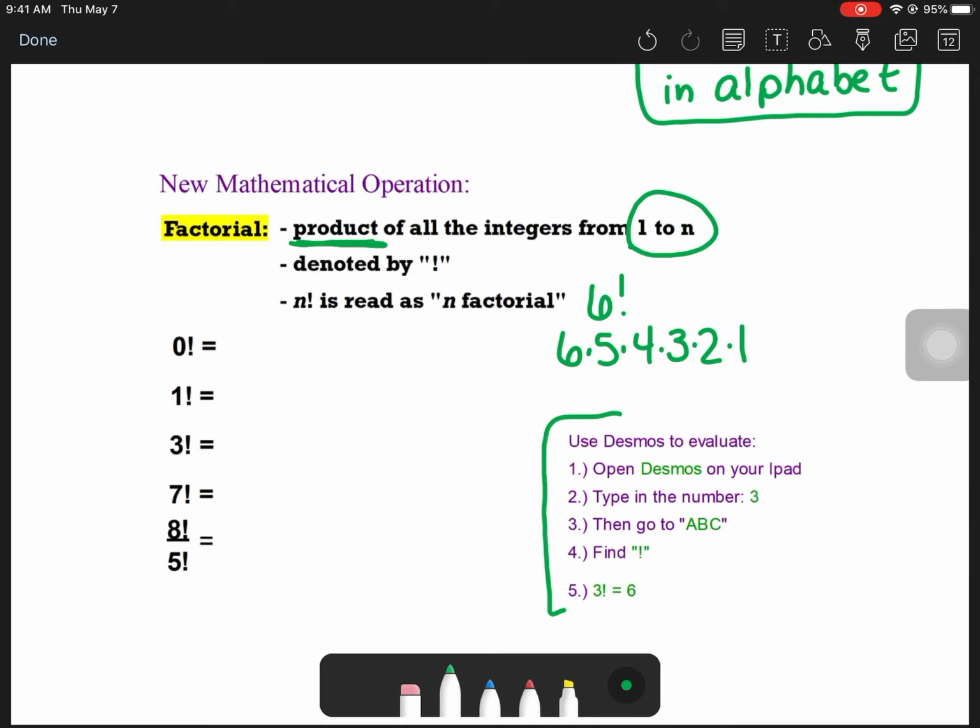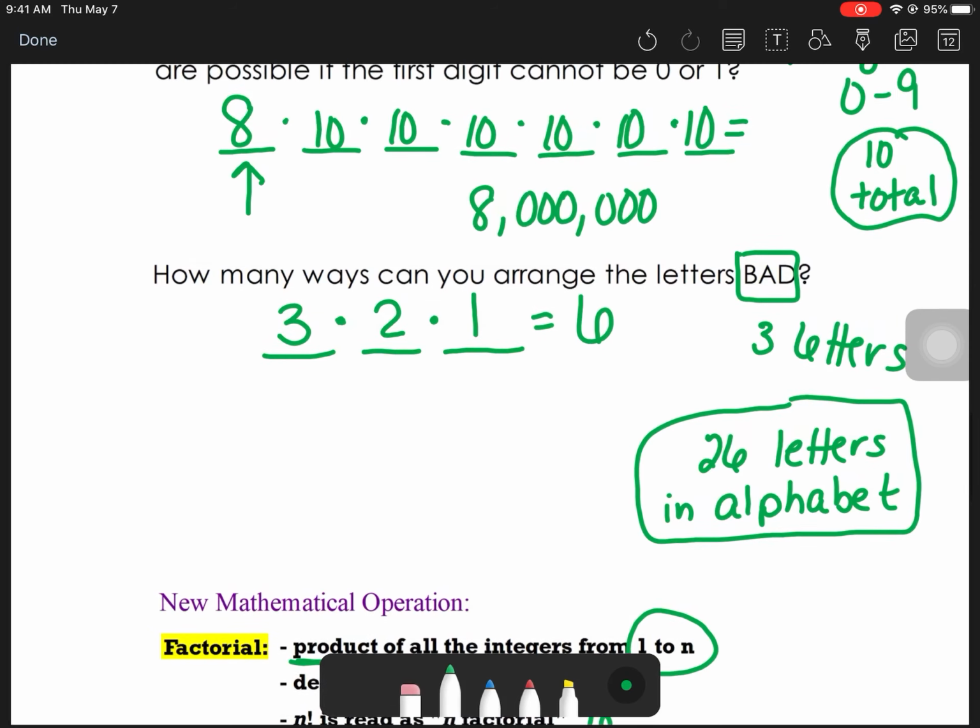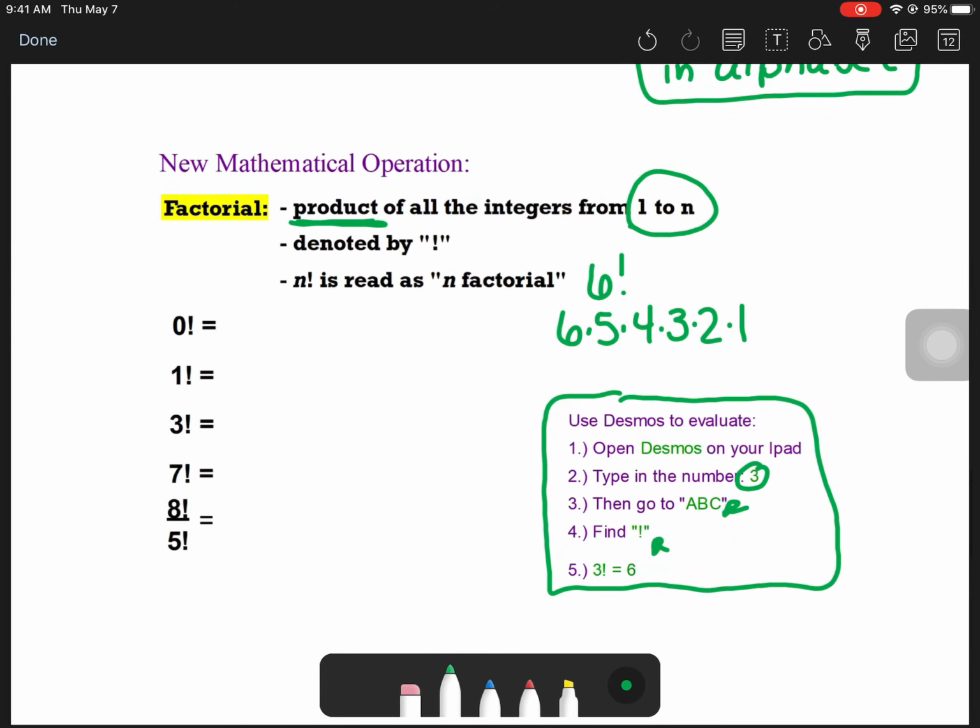And here are the directions. If you open Desmos on your iPad and you type in the number 3, then you go to ABC, you'll be able to find the factorial symbol, which is simply an exclamation point. So you type in the 3, the ABC, which gives you your menu, the factorial, which is the exclamation point, and you'll get an answer of 6, which we know 3 times 2 times 1 is 6.